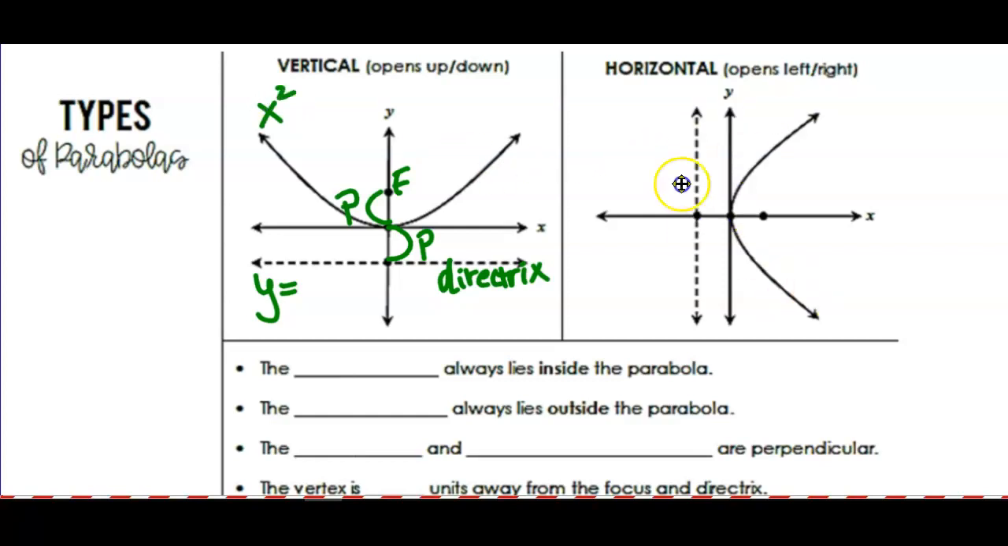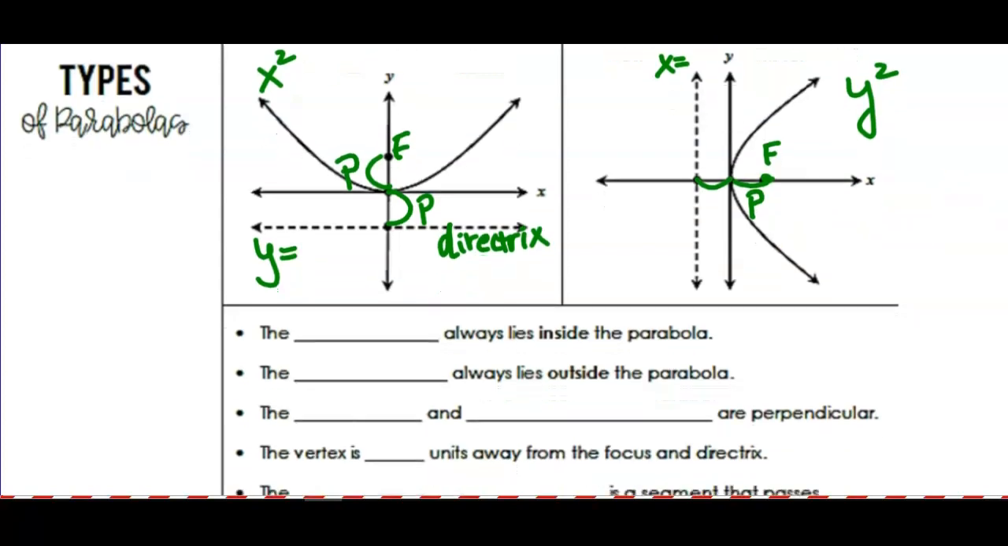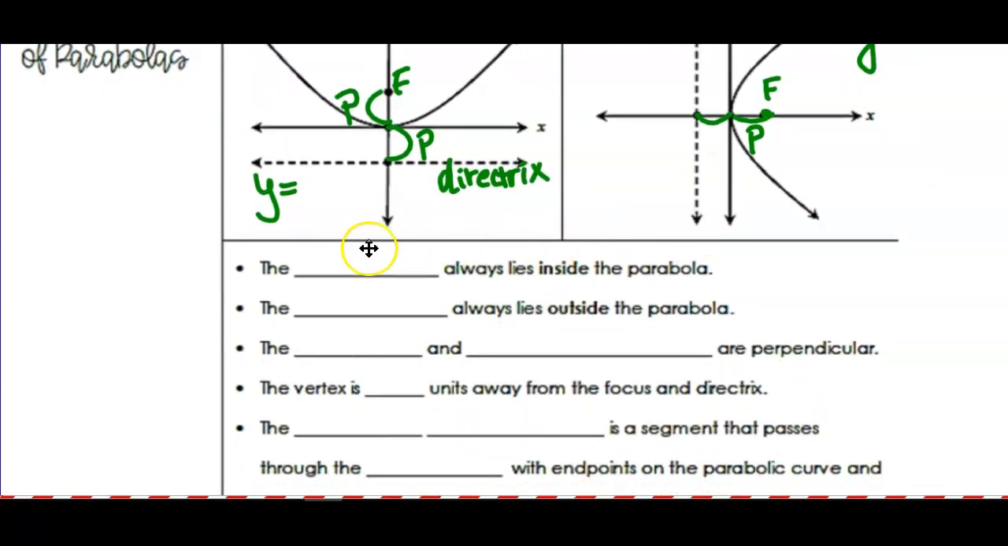When it opens left and right, the directrix will have an x equals equation, because it's going to be a vertical line. The focus point here, this distance is still equal to this distance, and it's called p. But you will have a y value that has the squared going on it. Okay? Now, we'll talk more about what those forms look like. But some properties you need to know.